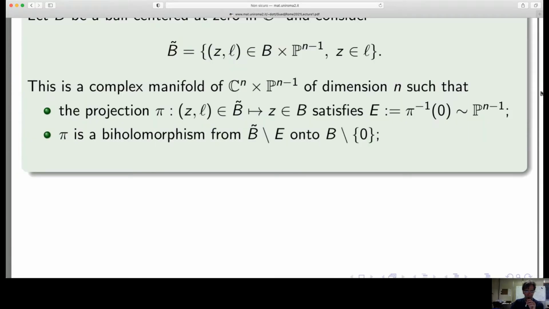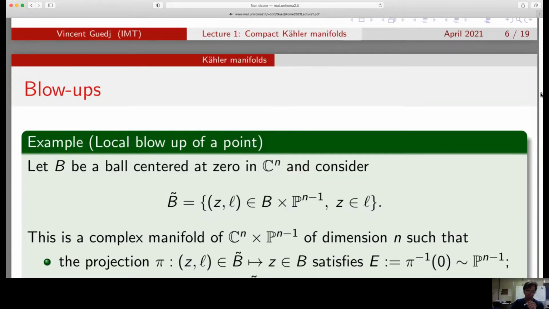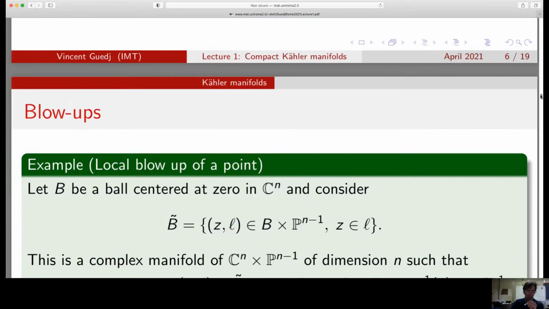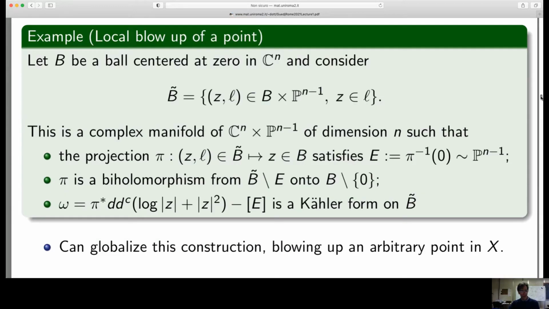And then the projection is a biholomorphism from B tilde minus E to B minus 0. So you replace 0 with some projective space, in some sense. Observe that omega, since it is a Kahler form, is closed, so it defines a cohomology class.